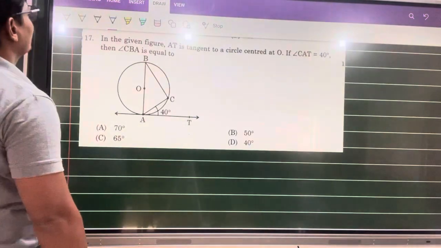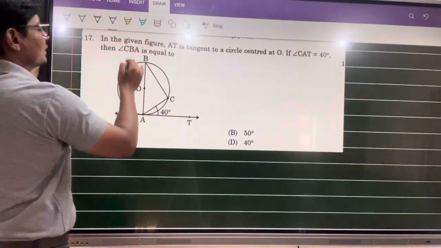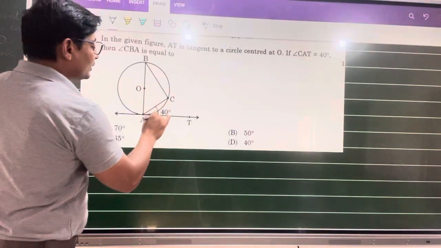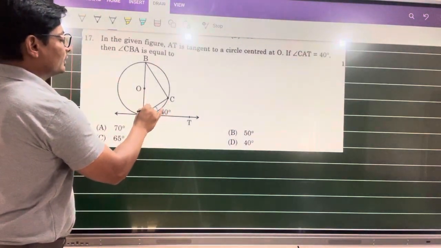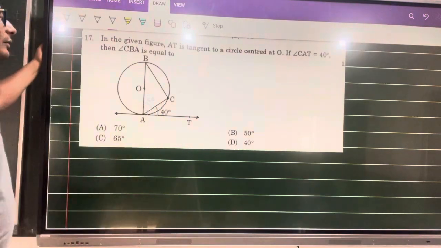If CAT is 40 degrees, then find CBA. So it is a very simple question and the most repetitive type of question here. They have given this angle as 40 degrees and we know that this is 90 degrees. So obviously this will become 40 plus 50, 90 degrees. Therefore this is 50.